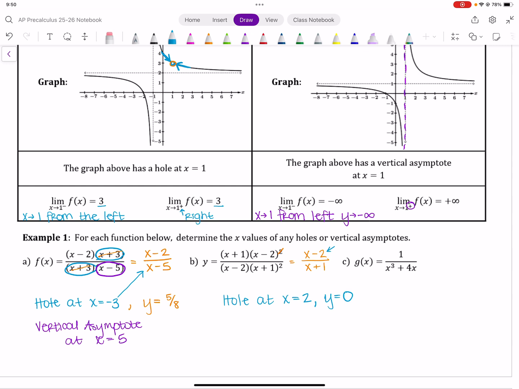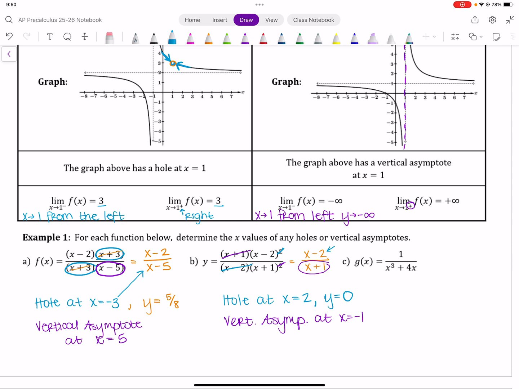Because our x plus 1's canceled out, but there is still an x plus 1 in the denominator, we have our vertical asymptote at x equals -1. Because we still have our x plus 1 there, even though one of them canceled out, and we still have our x minus 2 in the numerator, that is why we only have one hole and one vertical asymptote.